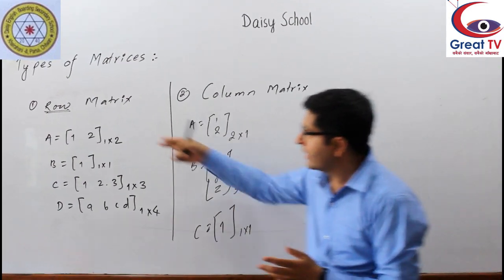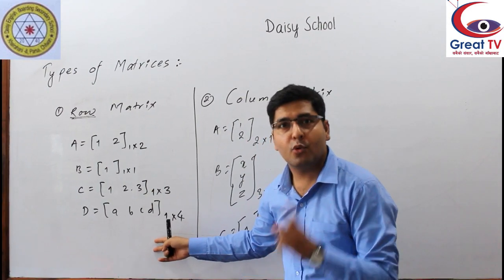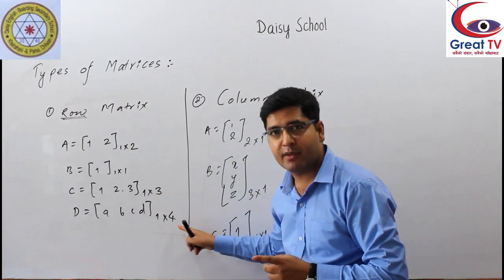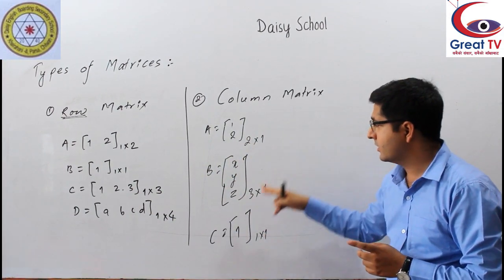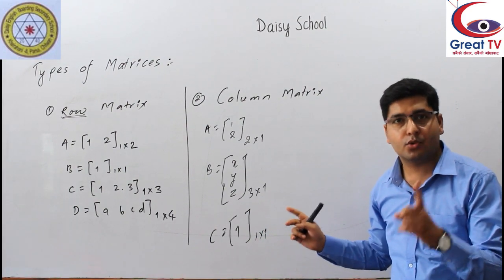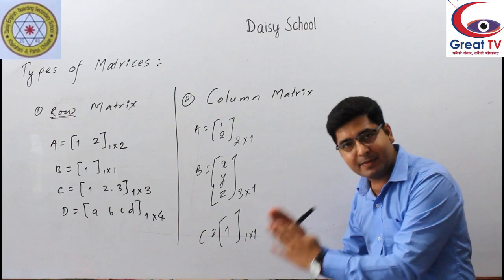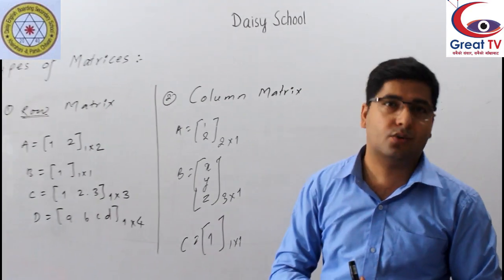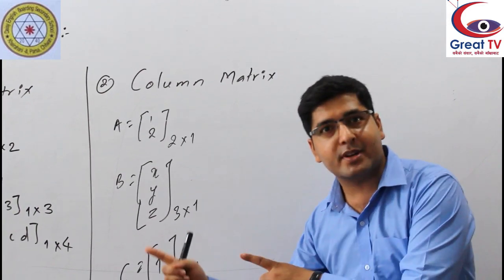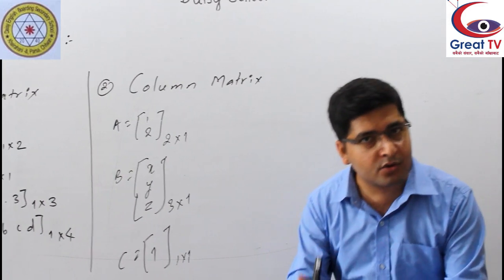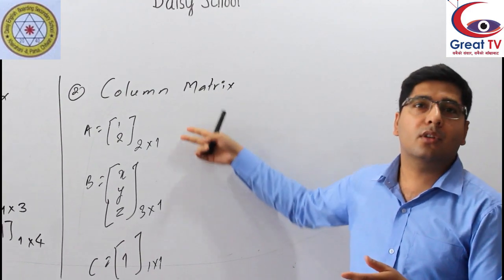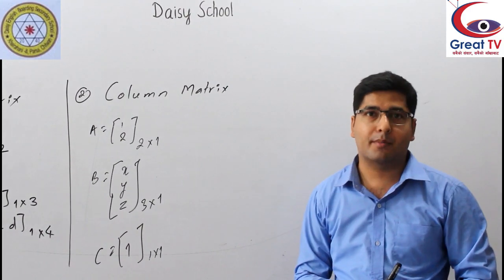You can see here, in the earlier matrices, I have only one row: 1 by 2, 1 by 1, 1 by 3, 1 by 4. But here, 2 by 1, 3 by 1, and 1 by 1. In all these matrices I have only one column. So those matrices having only one column are known as column matrix. If we have only one row in a matrix, that is a row matrix. And if we have only one column, this type of matrix is known as column matrix.